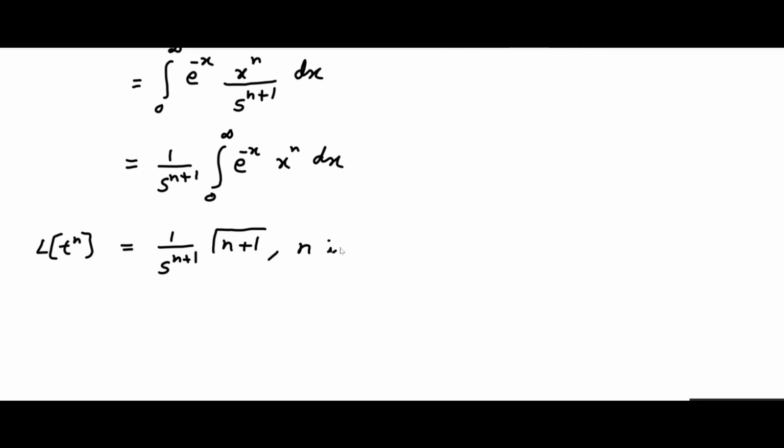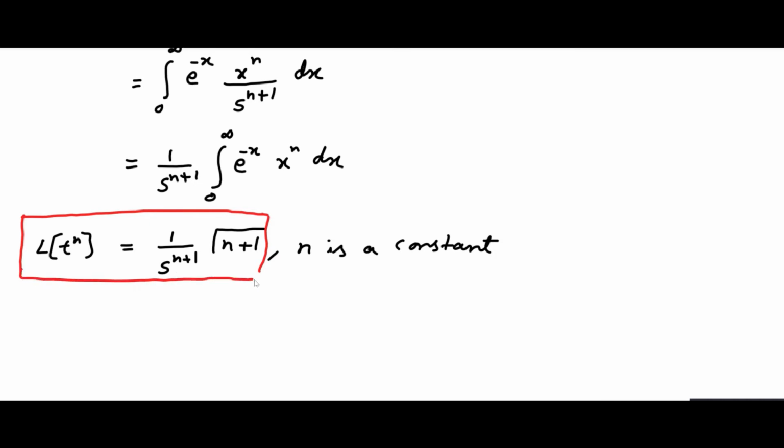This will be valid when the value of n is a constant. When n is a constant, you can use this particular result. So the Laplace transform of t power of n equals 1 by s power of n plus 1 into gamma of n plus 1. Suppose the value of n is a positive integer, in that case what will be the value of the Laplace transform of t power of n? We'll take that result also.